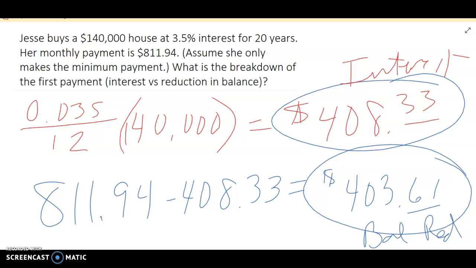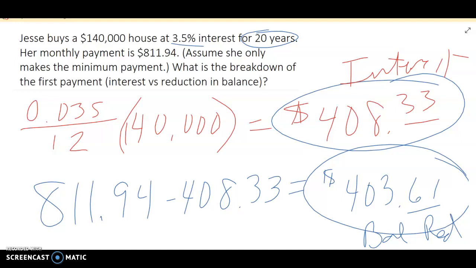And the reason this one is closer, one, we have a small interest rate, which is always good, and we have a 20-year loan. When you have a shorter mortgage, you are going to have a more equal split at the beginning, right? This is closer to being equal.